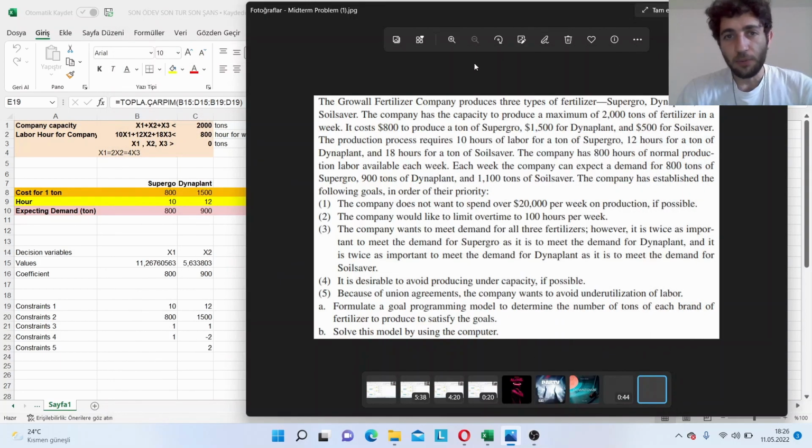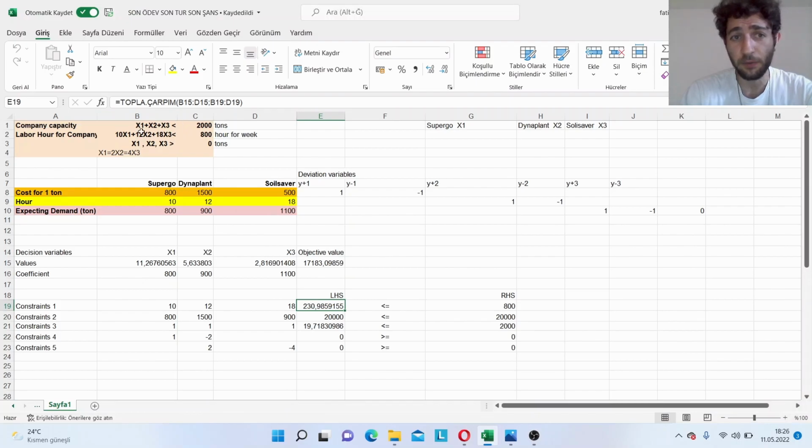I'm going to solve this problem. This problem is related to the Growall Fertilizer Company, which produces three types of product named Spargrow, Dipnalt and Soil Saver. For this company, there is a capacity for these products.